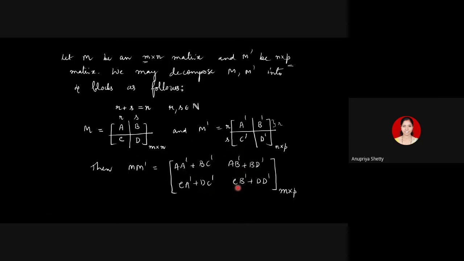Come to the last entry, the last block. C has R columns. B dash has R rows. So this is the product which is defined. And D has S columns. D dash has S rows. So all the block-wise multiplications that we have used here are defined because they satisfy that condition: number of columns in the first equal to number of rows in the second.